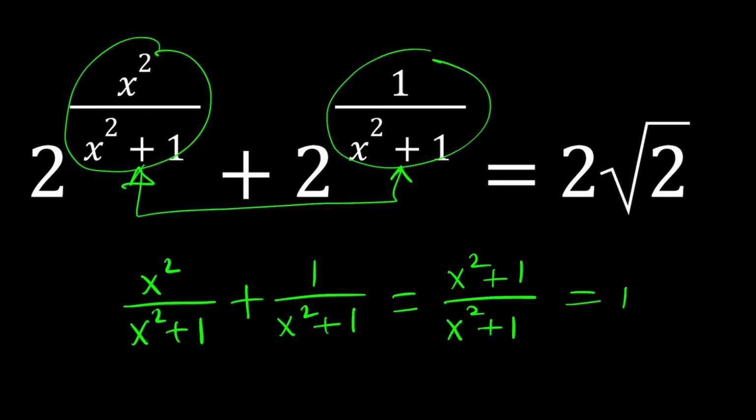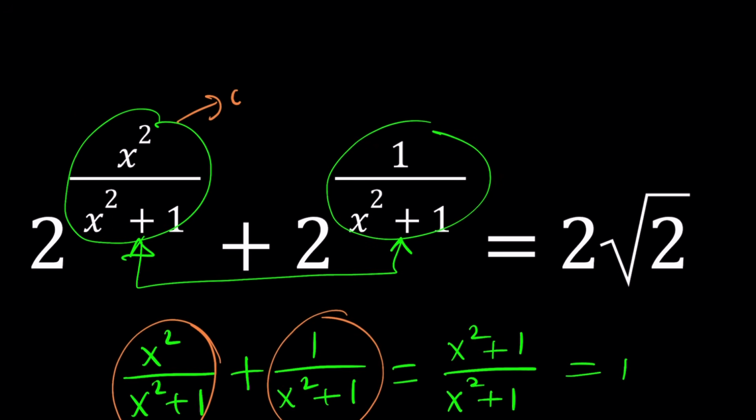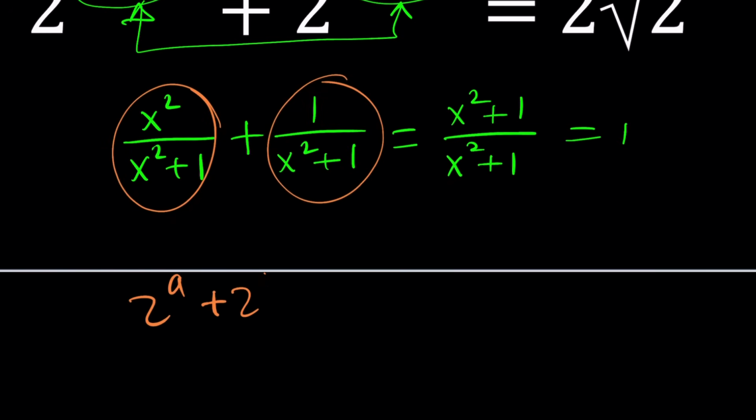But once we get 1, this is really cool. You know why? Because now these two exponents add up to 1. So we kind of have something like this. If I call this A, and if I call this B, I get something like 2 to the A plus 2 to the B equals 2 root 2, which doesn't look any better. But guess what? A plus B is equal to 1. That's the beauty of it.